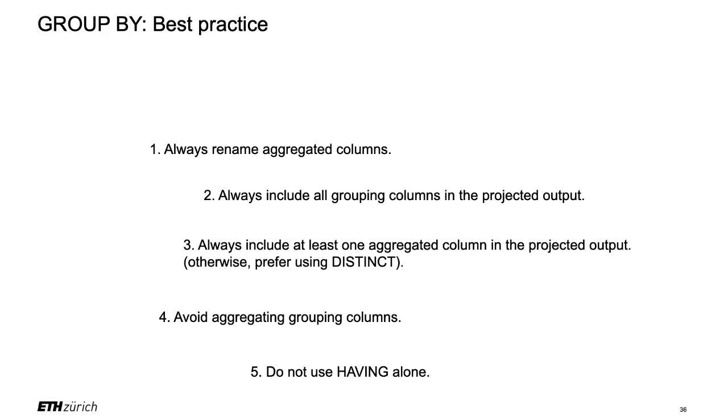And fifth, do not use HAVING alone. HAVING makes sense if you have a GROUP BY. If you don't have a GROUP BY, I'm not sure you will get an error, but you are entering fishy territory. It's exactly like LIMIT and OFFSET. If you use LIMIT and OFFSET without ORDER BY, I don't want to know what's going to happen. The same here for HAVING without a GROUP BY.